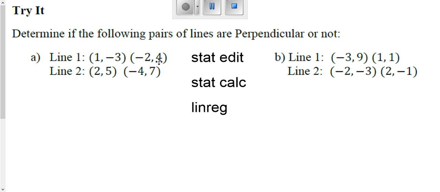So I'm going to go ahead and use the slope formula for this first one. I'll check the other one with the calculator. Maybe we'll get away with it. But I'll label them like we're supposed to.